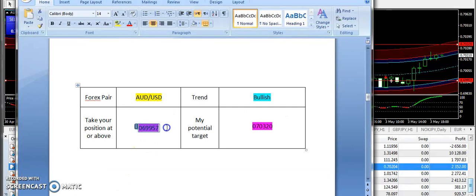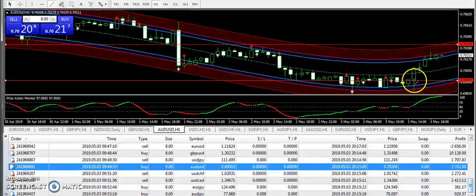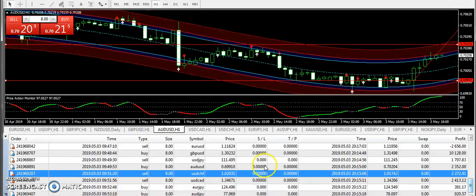Now let's talk about another massive move that we have seen today on AUD USD. A bullish trend was supplied to the subscribers from 0.69957 and 0.70320 was the target price. And guys, you can see the market has almost reached near to the target price. So I congratulate all those traders who have taken the buy positions today on AUD USD. They must have collected the massive profits.